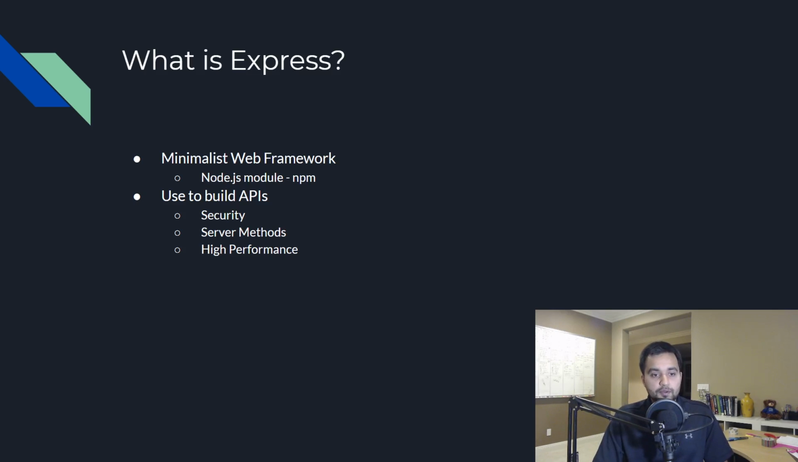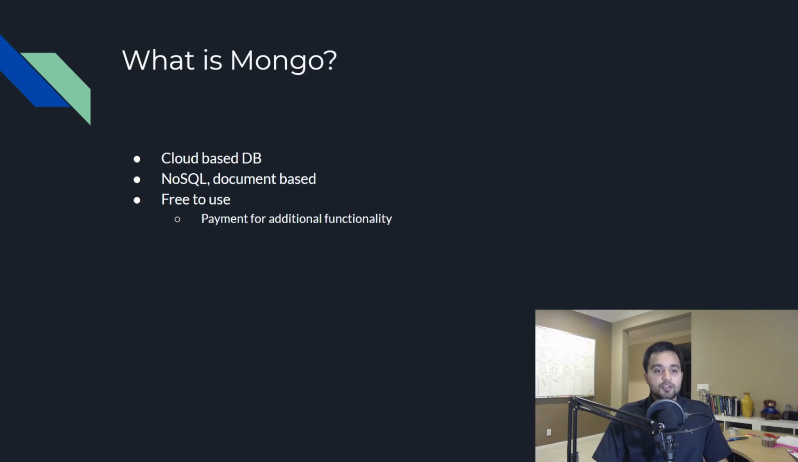So when you're building an API, you want to have a framework that has everything in it, and Express has that. So, we already have security. We already have the server methods. Express already has the security, the server methods that get, post, put, delete, and it's very performant, so it's good. Okay, and then lastly, what is Mongo?